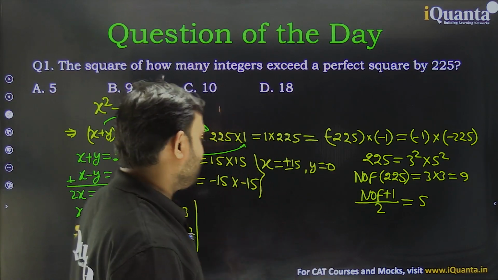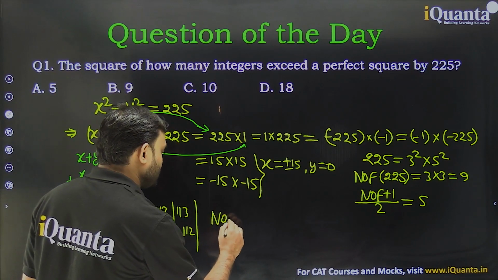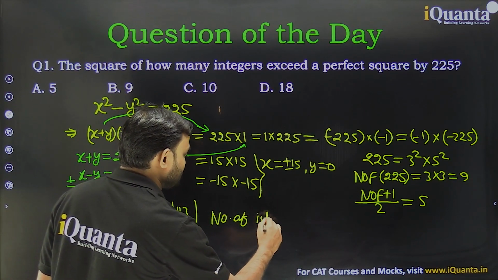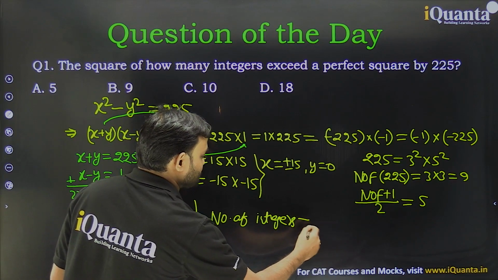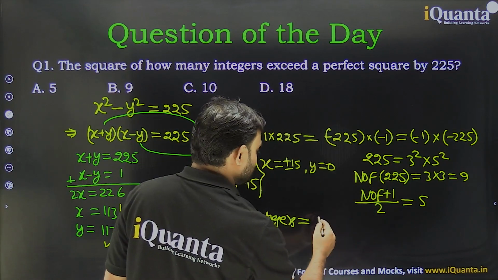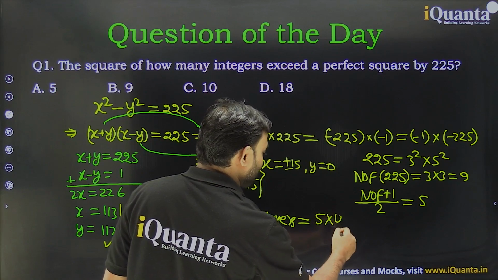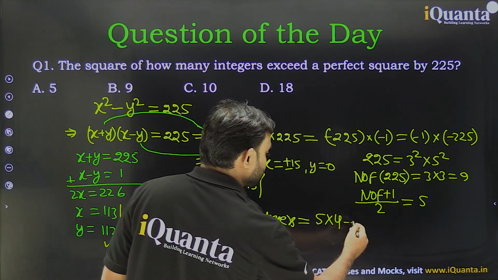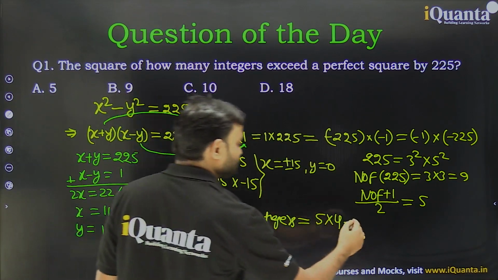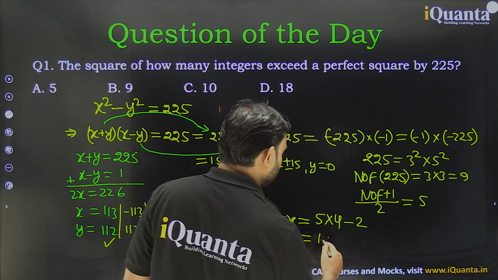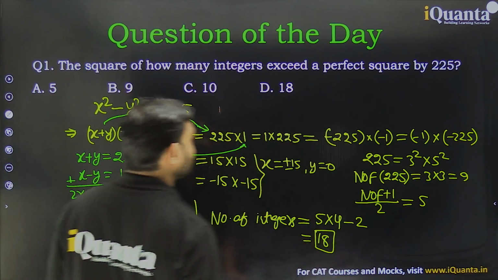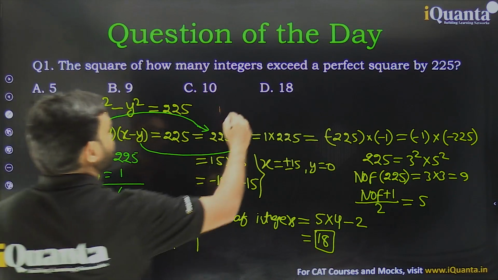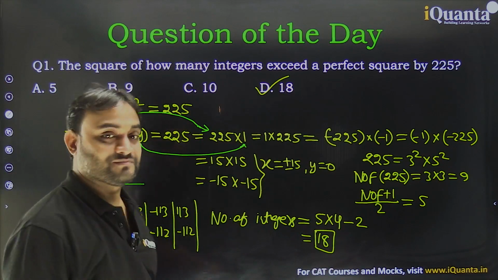So in total, the number of solutions or number of integers as per the question will be: there are 5 different ways. So 5 into 4 for 4 quadrants, minus 2 for this one. So there will be a total of 18 different integers. Hence option D is correct.